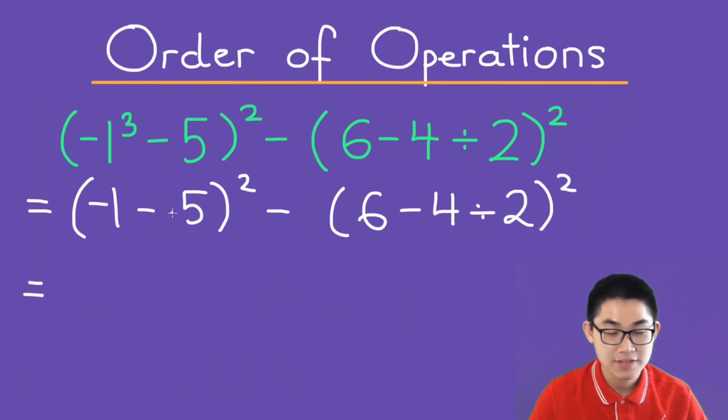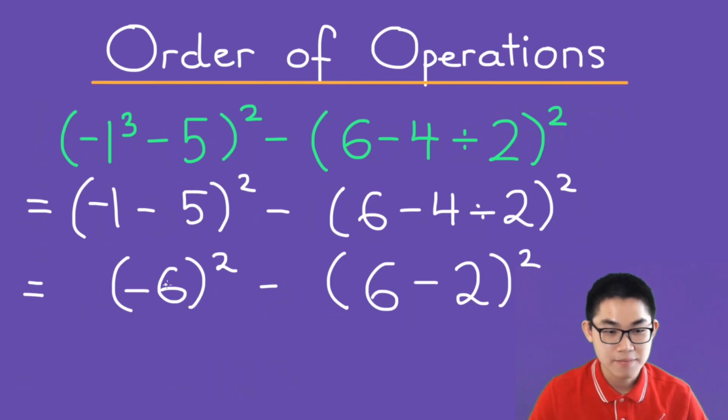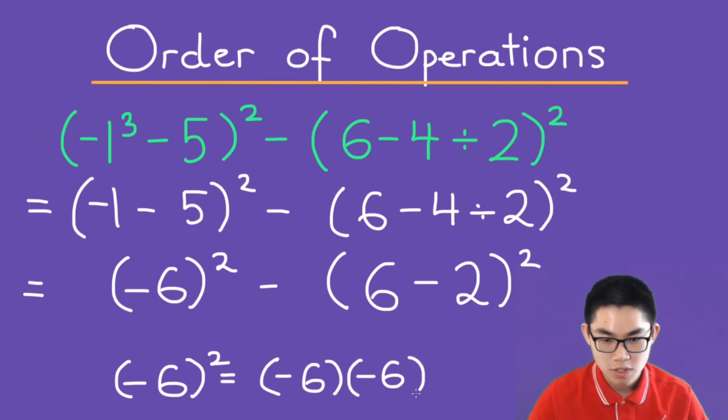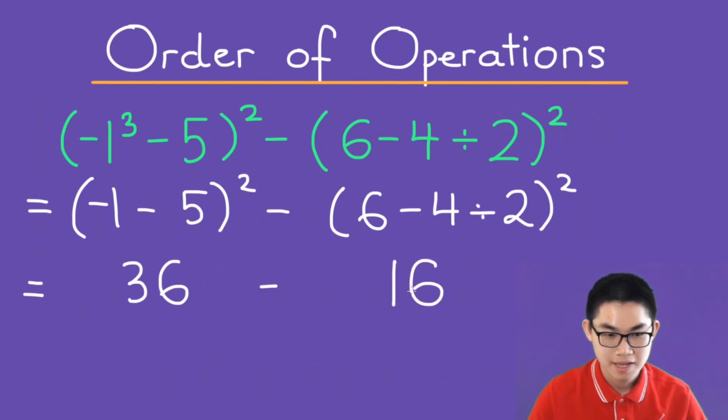Now, negative 1 minus 5 is negative 6. And 4 divided by 2 is 2. So what is negative 6 in brackets to the power of 2? Well, negative 6 in brackets to the power of 2 is the same as negative 6 times negative 6, which gives you positive 36. 6 minus 2 is 4, and 4 to the power of 2 is 16. And finally, 36 minus 16 is 20.